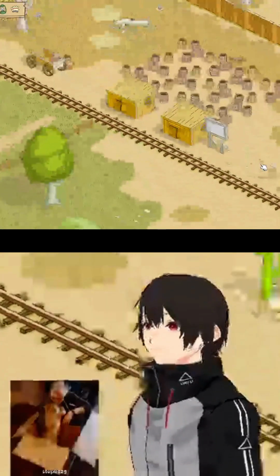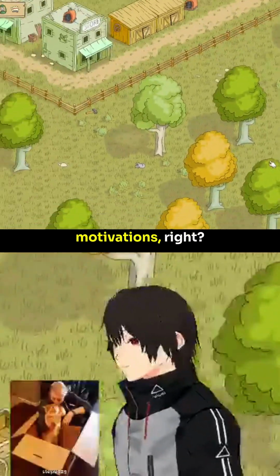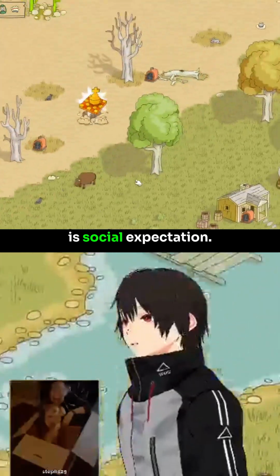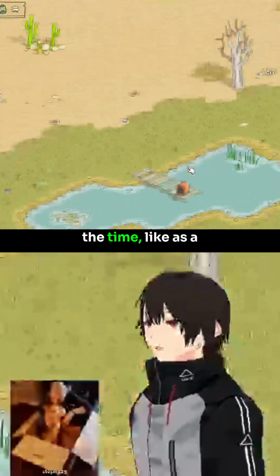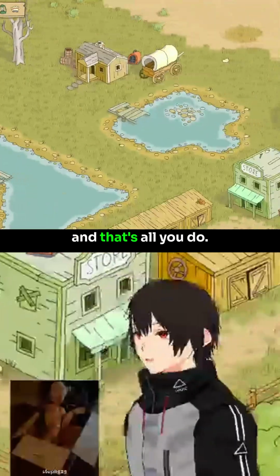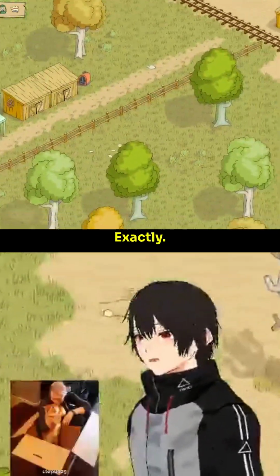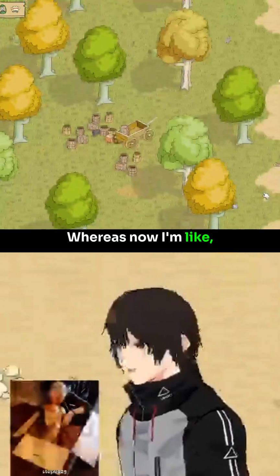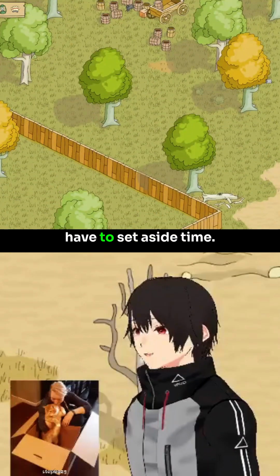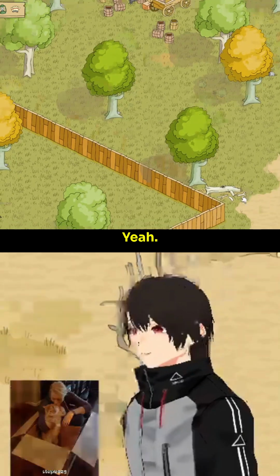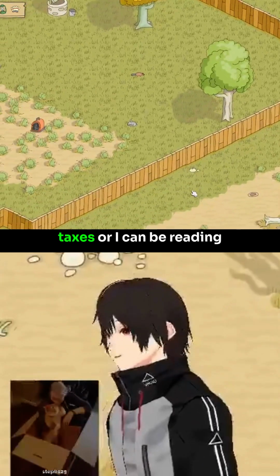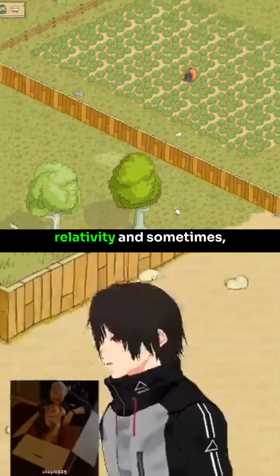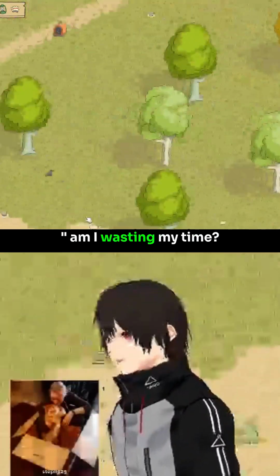I mean, it's human motivations, right? I think the biggest factor is social expectation, and also you're given the time. Like, as a kid, you're in school, and that's all you do. That's what you're doing, exactly. Your peers are modeling that's what we're doing. Whereas now, you don't have a job, or I have to set other things aside to focus time on it. I can be filing my taxes, or I can be reading this PDF on special relativity. And sometimes there's the question of, am I wasting my time? What am I doing here?